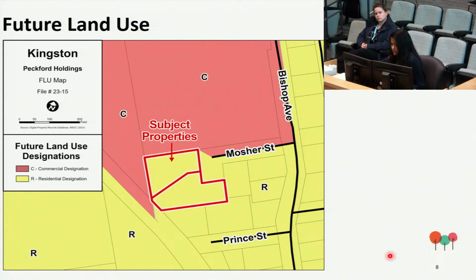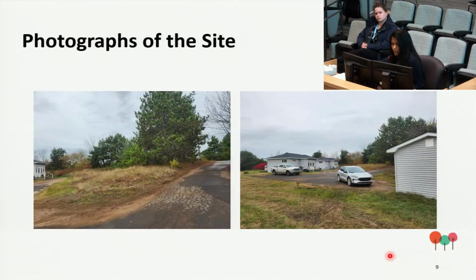This is a future land use map. The properties will continue to be in the residential designation in the future as well. Some photographs of the site.